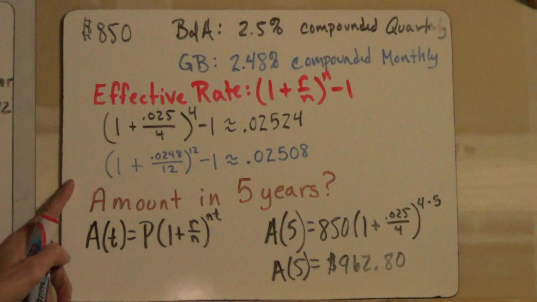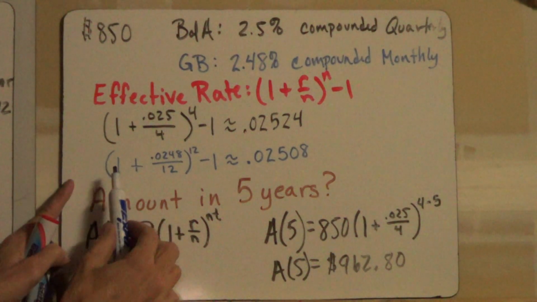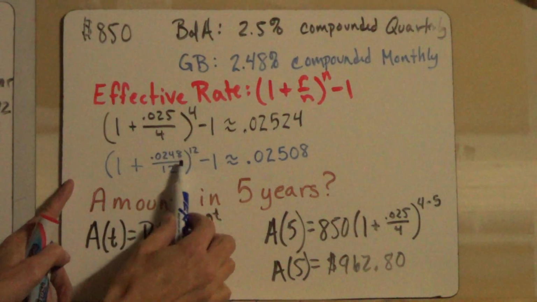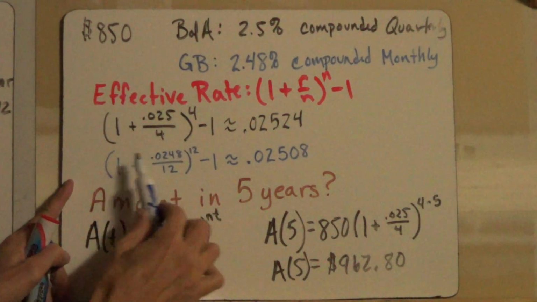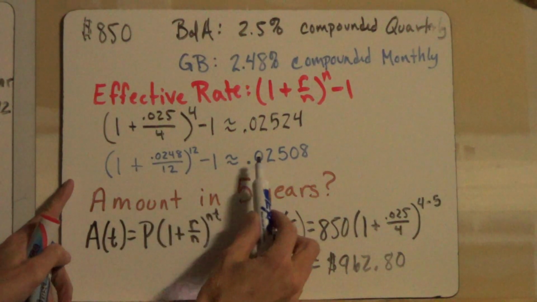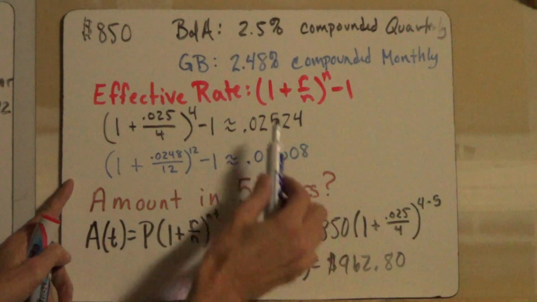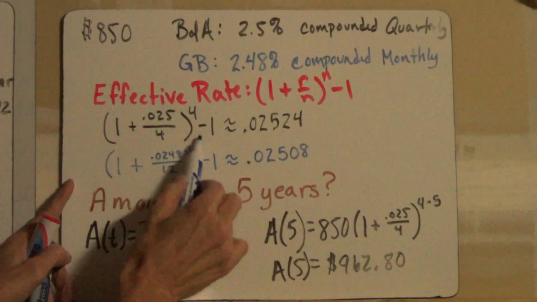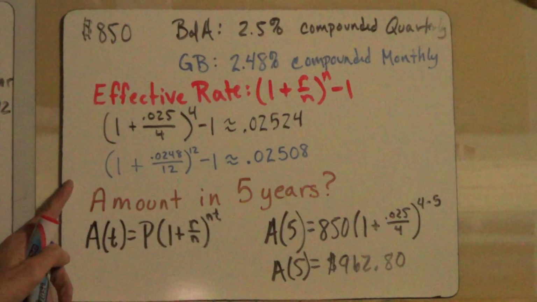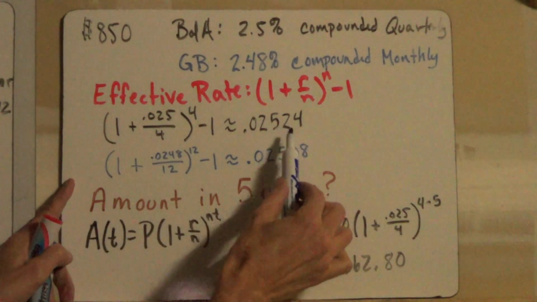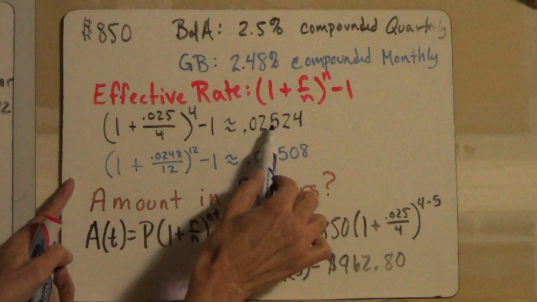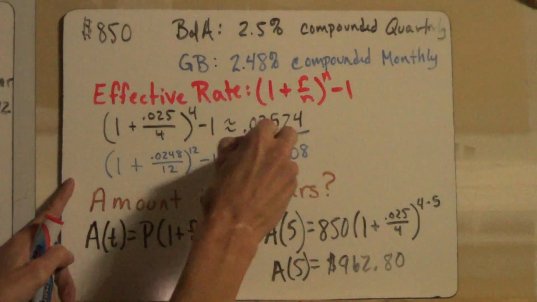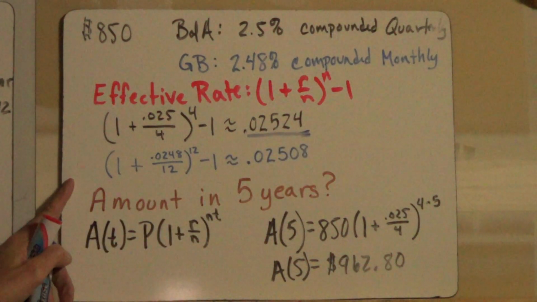Okay? Now, we do the same thing for Great Basin, the 1 plus the 0.0248 over 12 raised to the 12, and then we subtract 1 from that, and we get 0.02508. So you can see, you can't just look at the percents here. It really is dependent upon how often they're compounded that can make a difference. This one came very close to being equal to that one, but this one is still a better deal. So the amount that we would have in 5 years obviously would go with the better effective rate.